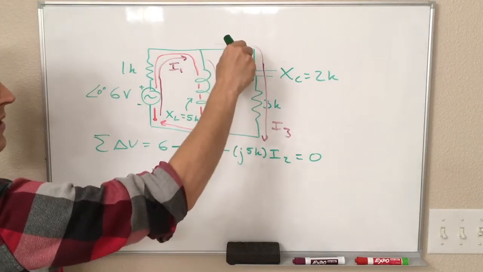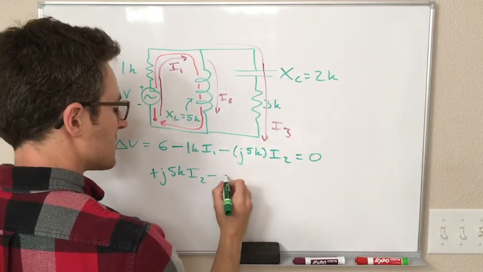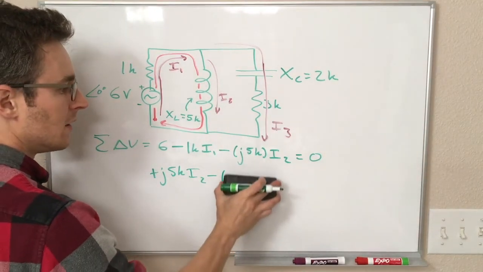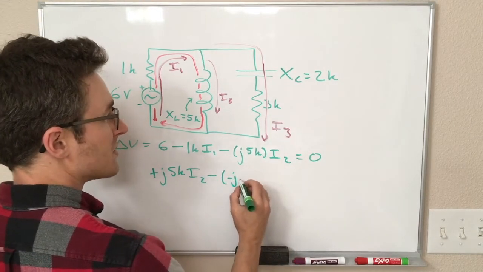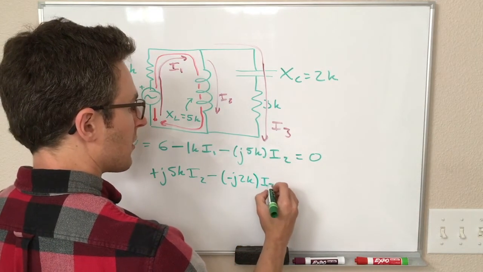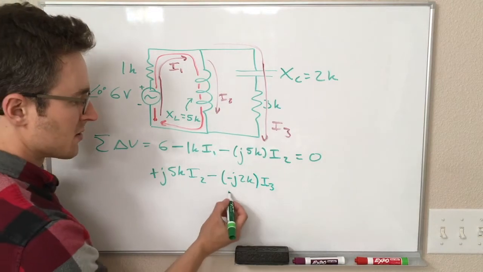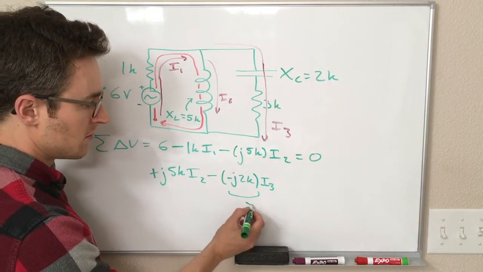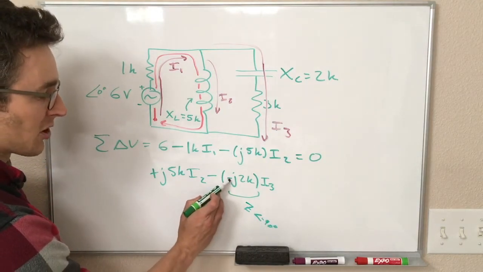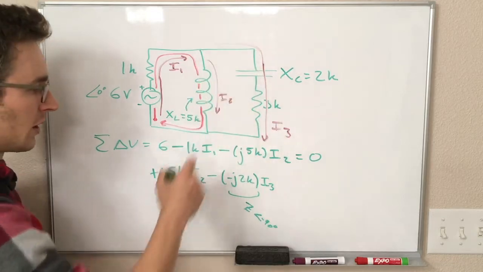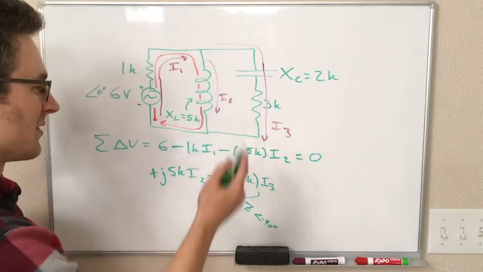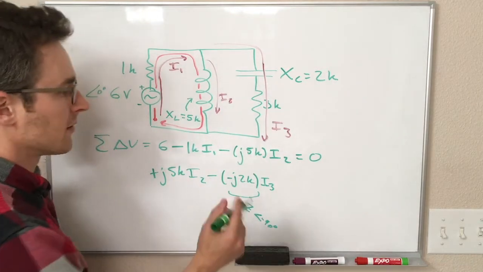And now we're going down through the capacitor in the same direction as I3. So that's minus Zi again. And now Zc is minus j times Xc. So this is minus j times 2k times I3. I'm putting these parentheses in there because Z is at an angle of minus 90 degrees, and that's where this minus sign is coming from, the capacitor. This minus sign is coming from which direction we're going in our Kirchhoff voltage law walk around the circuit. So these are going to cancel out.